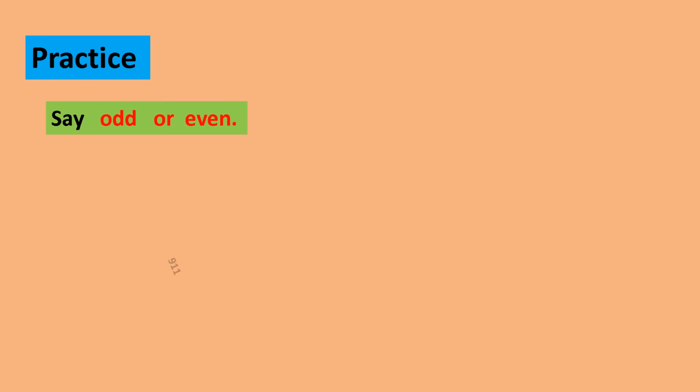Correct. How about this one? What kind of number is it? It is an odd number. Why? The number in the ones digit is 1. Very good. And how about this one? Yes, an even number because the last digit is 8. Very good. How about this one? It is an odd number because the digit in the ones place is 3.